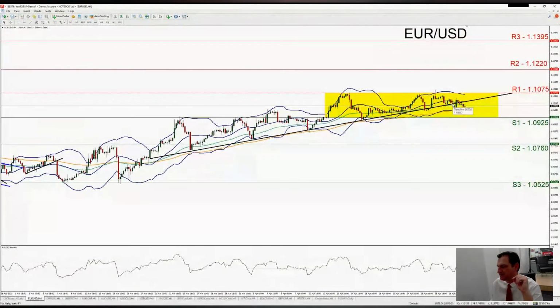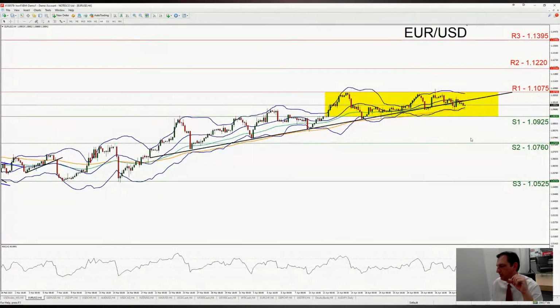In case the bears take over, say for example the US dollar strengthens, we may see the pair dropping, breaking the S1 1.0925, and start aiming for the S2 1.0760.